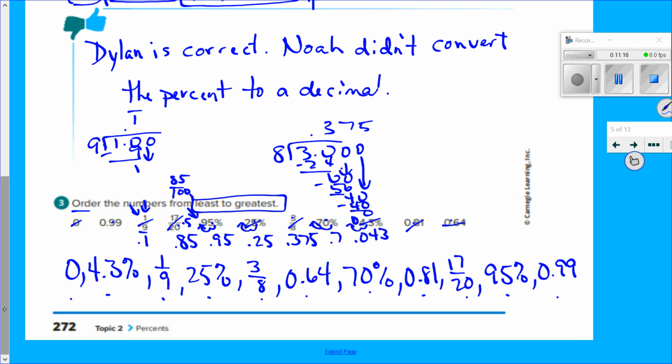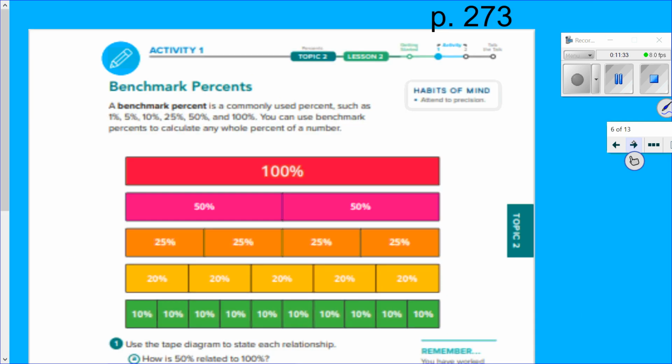How many of you got all 11 of them in the correct order? Only 5 people? 5 people got all 11 in the correct order? Okay, good job for you 5. The rest of us, we got a little more work to do.